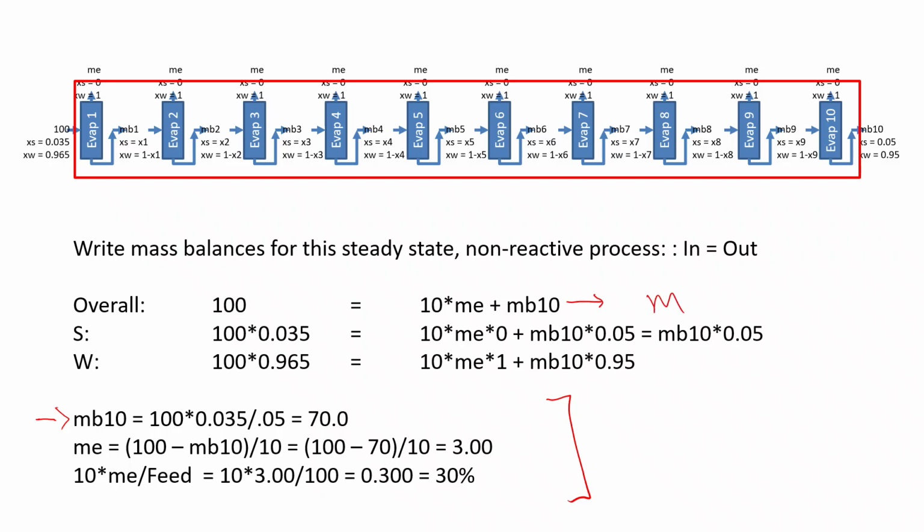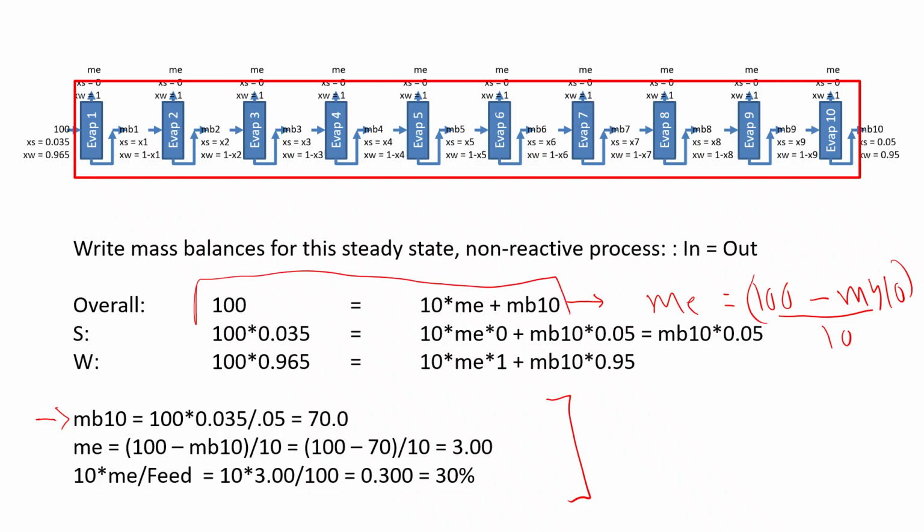So ME is just going to be 100 minus MB10, and then we divide that by 10. So just rearranging this equation to solve for ME, ME is equal to, in parentheses, 100 minus MB10, divided by 10. It's 100 minus 70 divided by 10. That's just 3. And that was indeed what we're told the answer is, that the flow rate of evaporated water from each of the evaporators, which is the same for each of the evaporators, is 3.